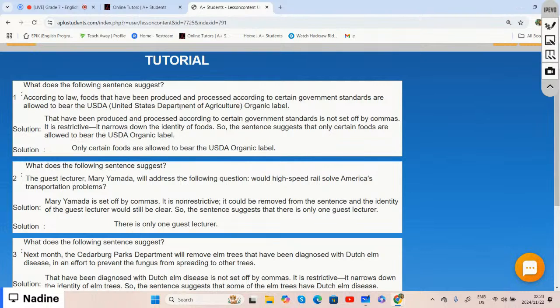So even if we were to remove the commas from Mary Yamada, right? Even if we were to remove the commas over here, the identity of the guest lecturer would still be clear. So with or without the commas, the identity of the guest lecturer would be clear. That is why we're saying it's non restrictive.